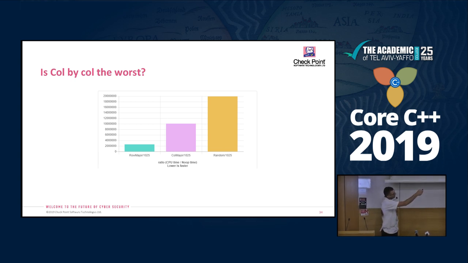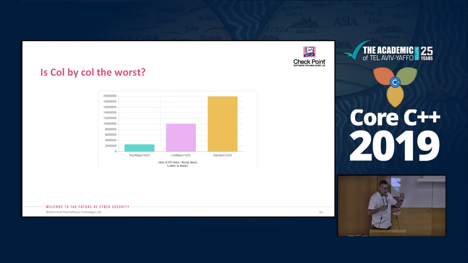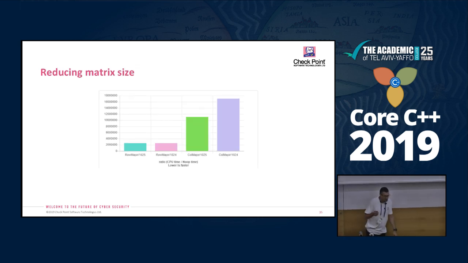If anyone could read the small print there, you'll notice that the matrix size that I used is 1025 by 1025. And I'm sure that you know that it's not a coincidence. 1025 is just one more than 1024, which is a power of 2. So what will happen if I reduce the matrix to 1024? We're doing less work. We should expect to see the same performance, or maybe slightly better performance. And that's what we get.